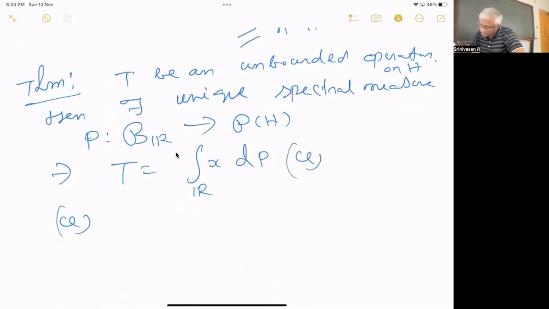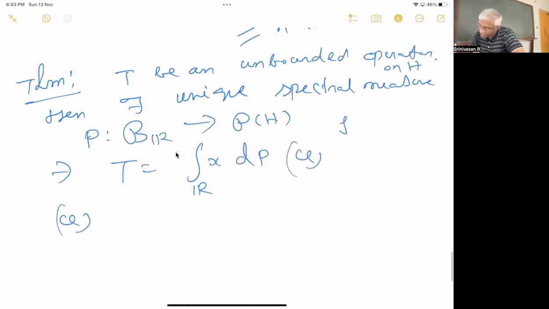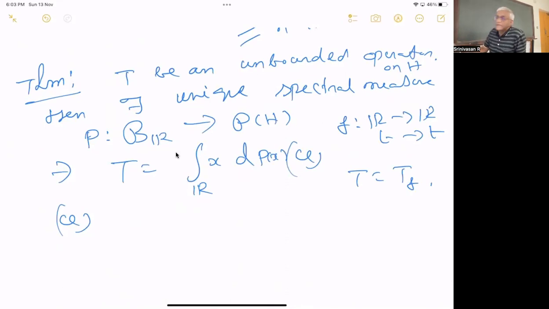That is this function f from R to R is just t going to t. Okay. Then T is equal to T_f. That's what I'm saying. And this is just a symbol. Okay. x dP(x) is just a symbol. T is equal to that T_f.